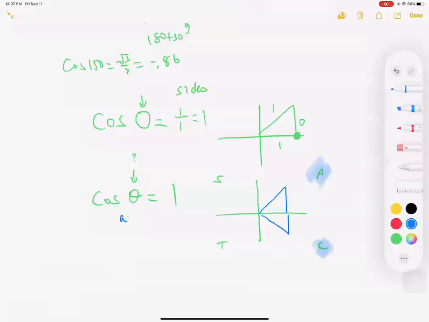Cosine is adjacent over hypotenuse, but I only see a 1. What's the fraction? It's an invisible 1. Adjacent and hypotenuse are both 1. So adjacent is 1, and hypotenuse is 1. Okay, remember this is the 1 on top and the 1 on bottom, okay? Have we seen this 1, 1 triangle? That means the third side is 0.